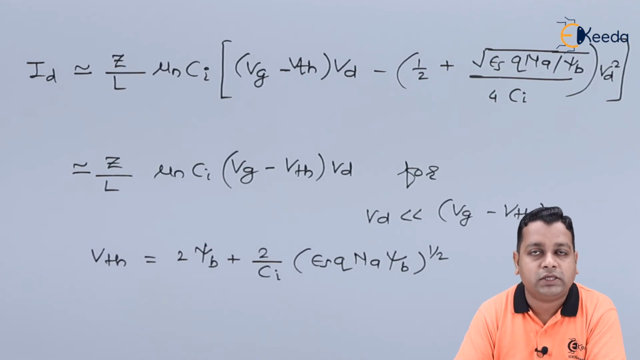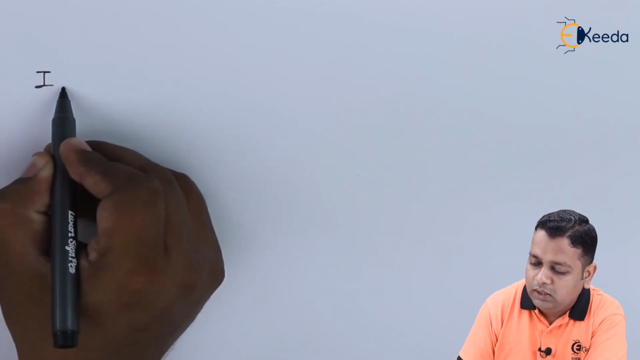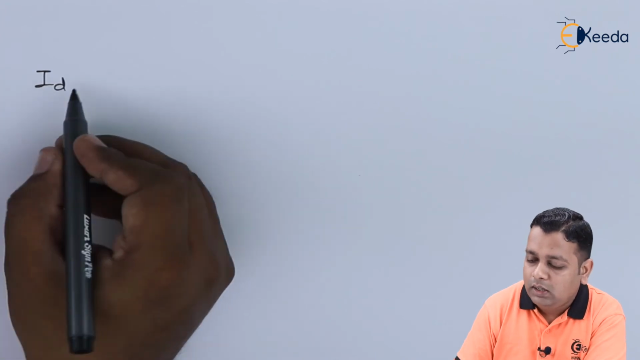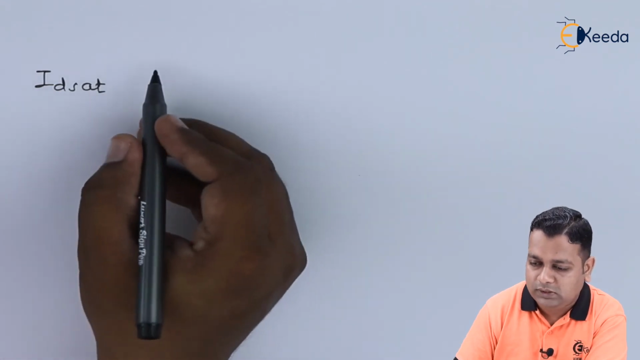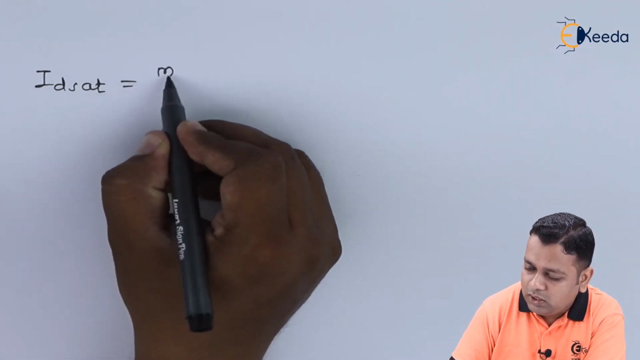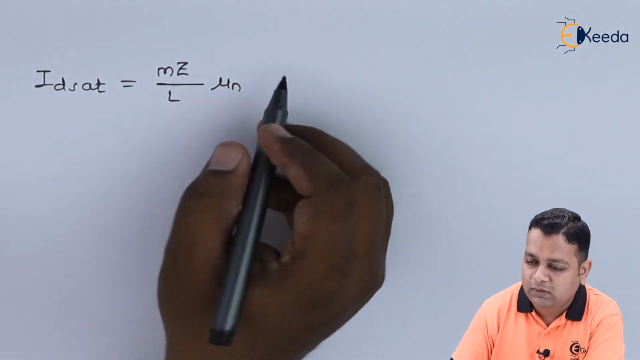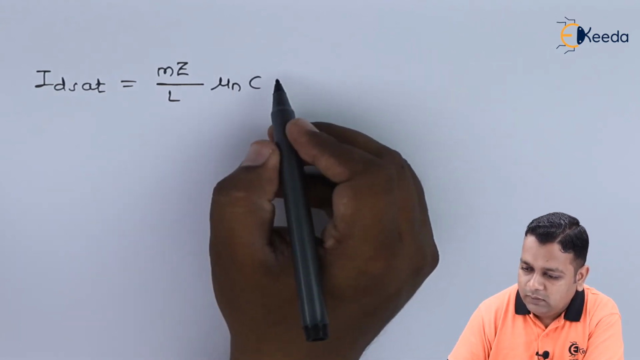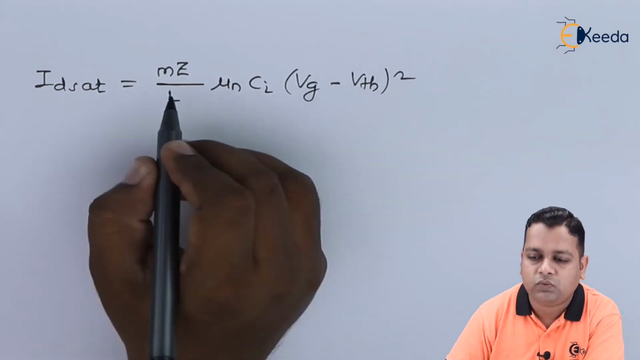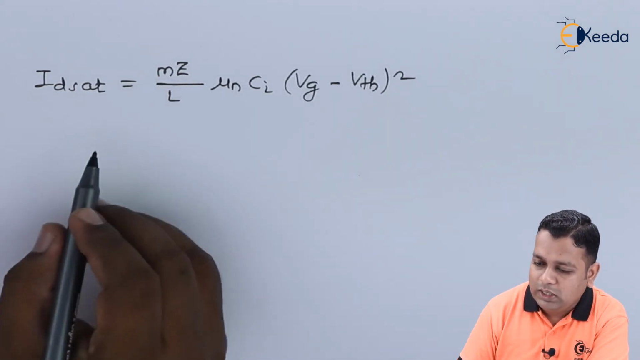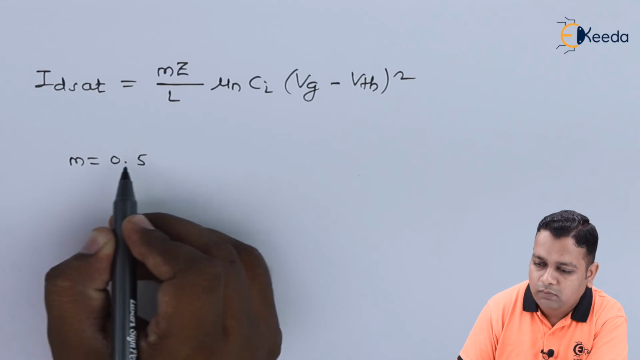Now we go for the saturation region. For the saturation region, we represent the drain current not simply as ID but as ID suffix SAT, for the saturation level. It is computed as small m into Z divided by L into the mobility of electron mu suffix n into capital C suffix I in bracket Vg minus Vth, squared. Here the small m in multiplication to the Z has the value 0.5.